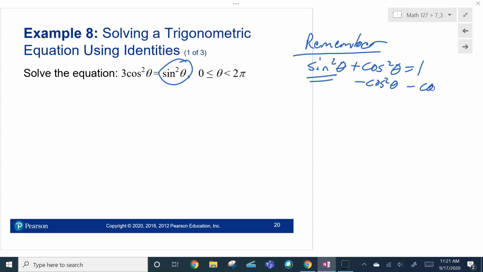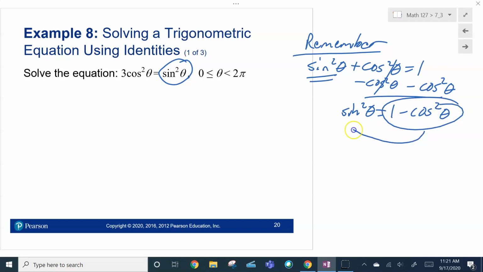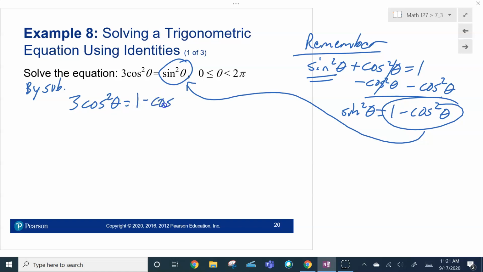See how sine squared theta is equal to 1 minus cosine squared theta? So then I can substitute. Oh, that's what sine squared is equal to. It's equal to 1 minus cosine squared. So by substitution, 3 cosine squared theta equals sine squared, which is 1 minus cosine squared. And then we can just solve it from here.